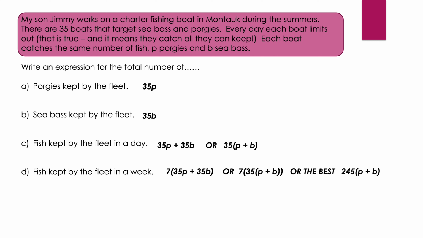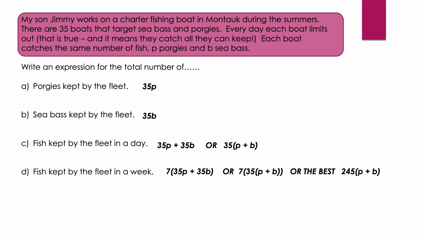Sea bass kept by the fleet. That would be the sea bass B multiplied by 35, so 35B. Fish kept by the fleet in a day, well, every day they get both porgies and sea bass, so that would be 35P plus 35B. Or you can just write 35 and then in parentheses P plus B. In the first case, you're saying, okay, I'm going to get my porgies and add my sea bass. In the second case, I'm going to do one boat of porgies and sea bass altogether, then multiply by the 35 boats. Both are great ways to look at it, and that's why both answers are equal. Letter D. Oh, and by the way, for those who remember the distributive property, that's a great example of why the distributive property works.